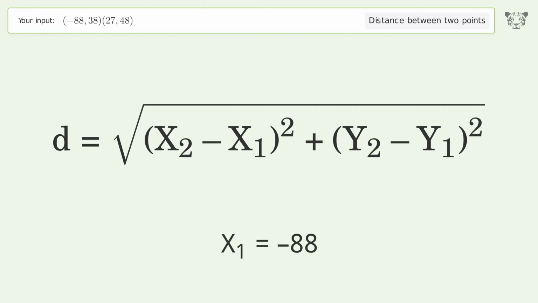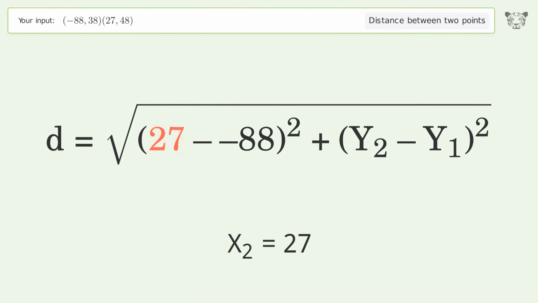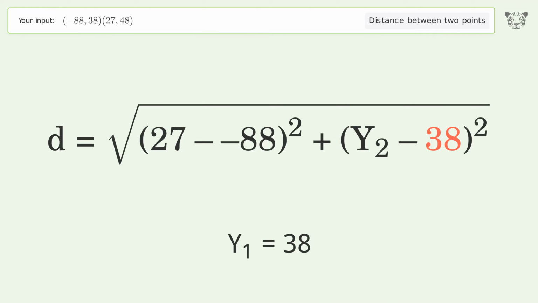x1 equals -88. x2 equals 27. y1 equals 38. y2 equals 48.